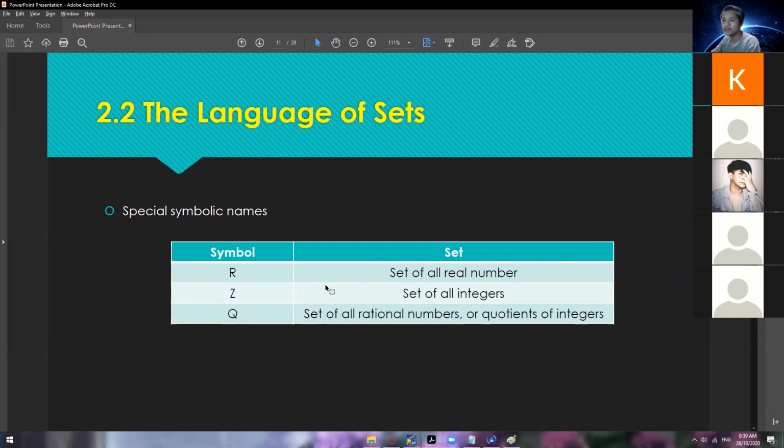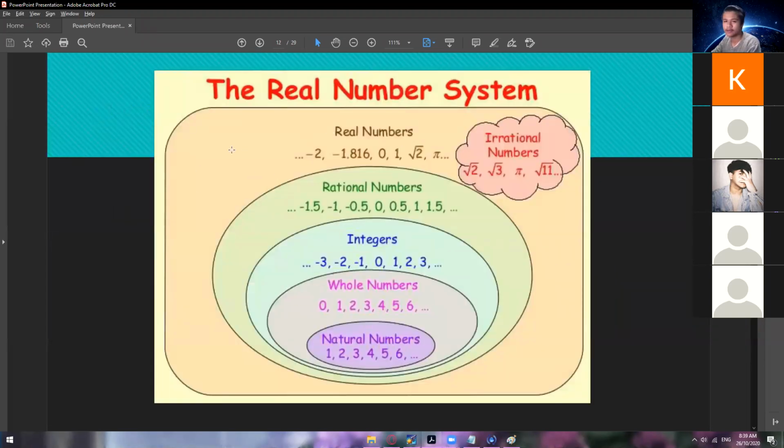Okay? So para ma-enlighten kayo, ano ba tong mga real numbers, set of all integers, and so on and so forth, I have here a graph for you. So all of those inside of this circle, hindi naman siya circle pero parang square na circle, is a real number. So we have here mapa negative, mapa may decimal man, mapa 0, or mapa square root of 2, or mapa pi. So all of those are real numbers.